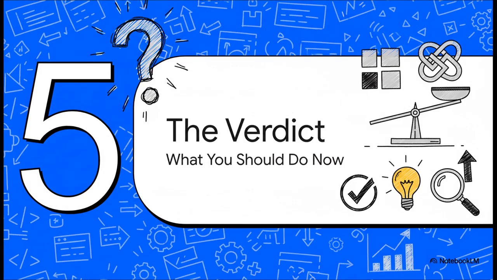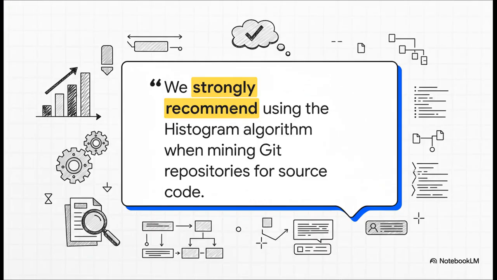Okay, so after all of that evidence, where do we land? What's the final verdict from this whole investigation? And, more importantly, what should you do about it? Well, the paper's conclusion is about as clear and direct as you can get. Based on all their evidence, the authors issue a strong recommendation, their words, to use the histogram algorithm when you're analyzing source code. And look, this isn't just their opinion, right? This is a data-driven command, basically, from world-class researchers.